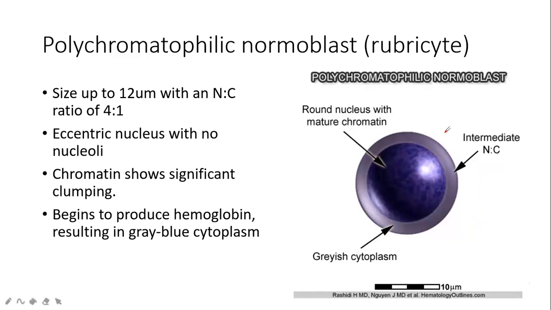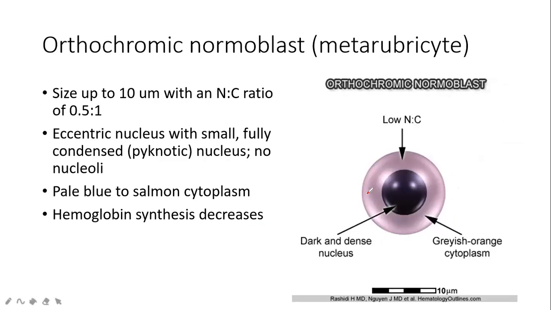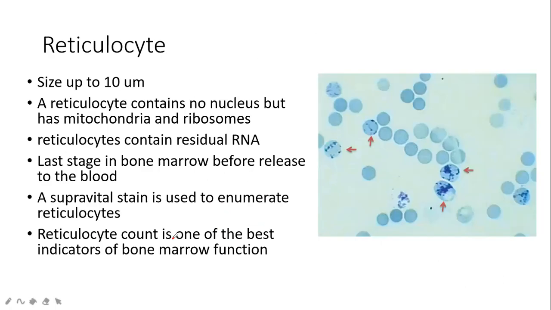Next is we have your polychromatophilic normoblast or your rubricyte, which is the stage wherein nag-produce na siya og hemoglobin, mao nga naa na siya gray blue cytoplasm. Next is your orthochromic normoblast. Ang iyahang color, mag-start na siya og pale blue to salmon cytoplasm, and then during this time, medyo decrease na ang pag-produce sa imuhang hemoglobin. And then we also have here your reticulocyte, no?